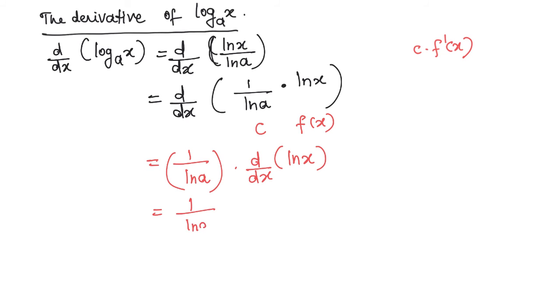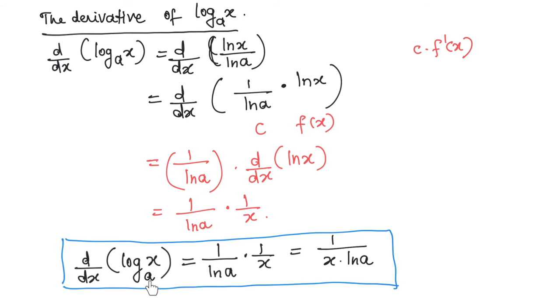That will be 1 over ln of a times the derivative of ln of x, which is 1 over x. So the derivative of log base a of x equal 1 over ln of a times 1 over x, or you can write the x in front of that and write under one common fraction bar. Instead of just x, if you have u as a function of x, then you can write this as 1 over ln of a times 1 over u times u prime.